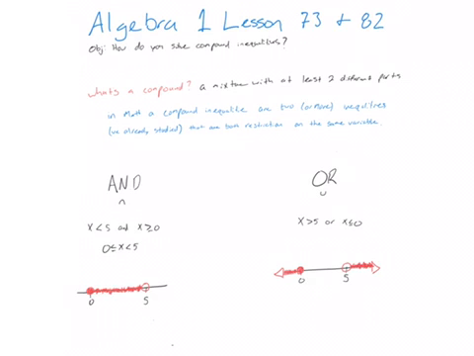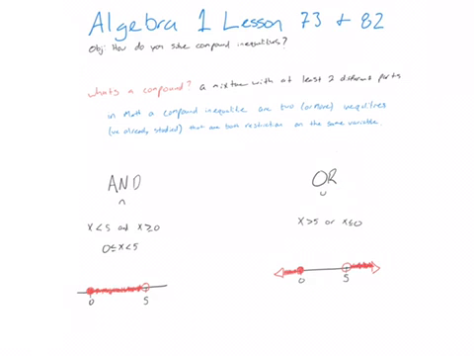So we have two different basic types of compounds. We have ones that are AND, which we call conjunctions, or we have ORs, which we call disjunctions. So AND would be something like this, where x is less than 5 and x is greater than or equal to 0. You can also write this conjunction like this. And so notice this x is restricted smaller than 5, but also it has to be bigger than or equal to 0. So it's all these numbers between 0 and 5. So this is what we call an AND.